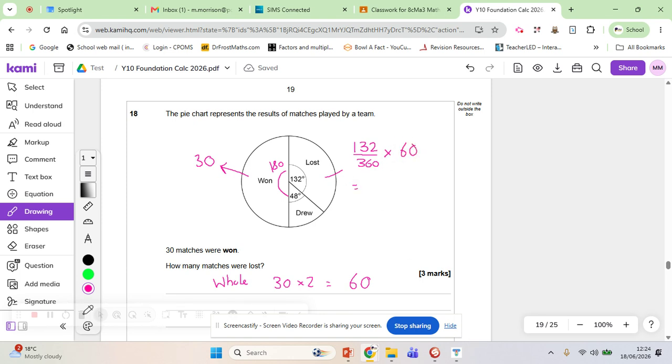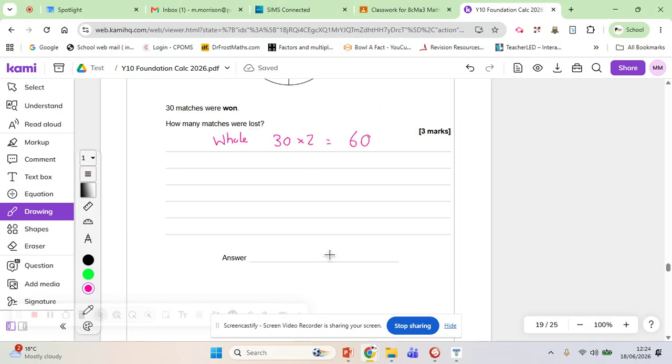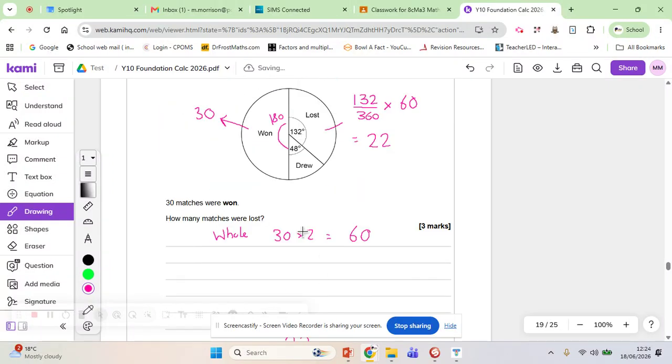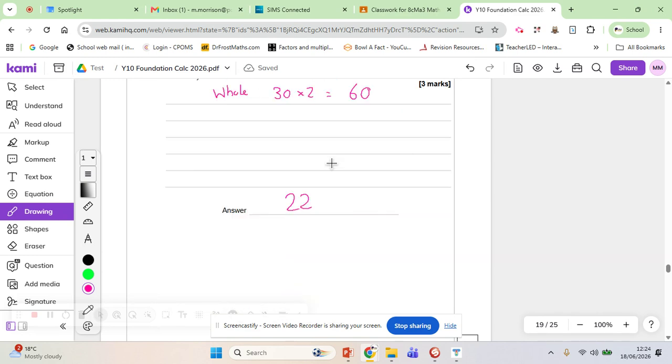And I'm just going to pop that in my calculator. So I'm going to do 132 divided by 360, and I'm going to multiply it by 60. Or I can use my fraction button, it's up to you. So we get 22. Now again, make sure your answer seems to make sense. So 30 won, 22 matches were lost. Now, you could work out how many were drawn as well, just to check that all comes to the total answer, which is going to have to be 8. So you could check that as well.